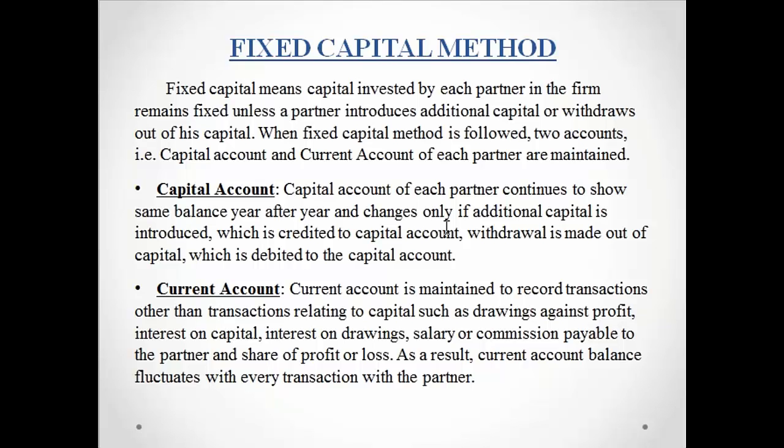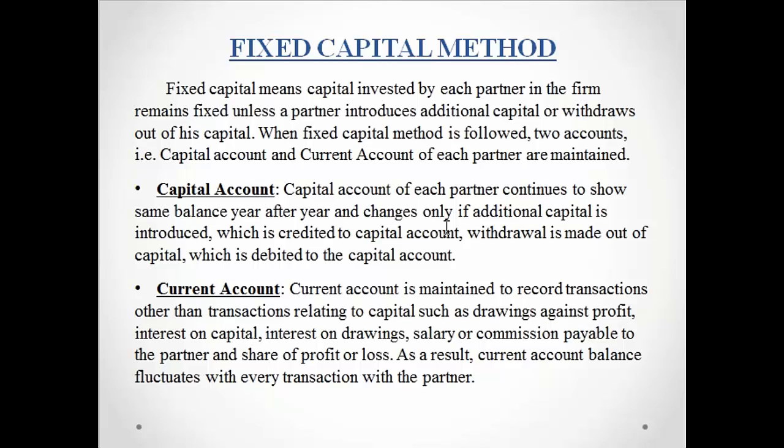The capital introduced by a partner remains fixed year after year unless he introduces additional capital or withdraws a certain amount from his capital, and this capital is called fixed capital. The student has to maintain the capital of the partner fixed every year. If the fixed capital method is followed, you have to prepare two accounts. One is called partner's capital account, one is called partner's current account.